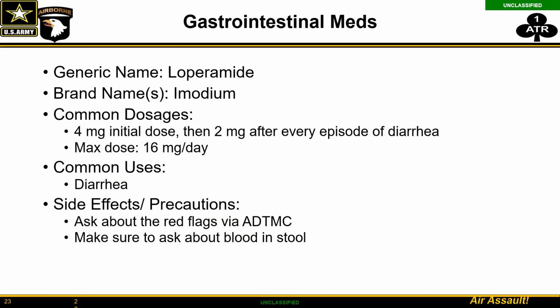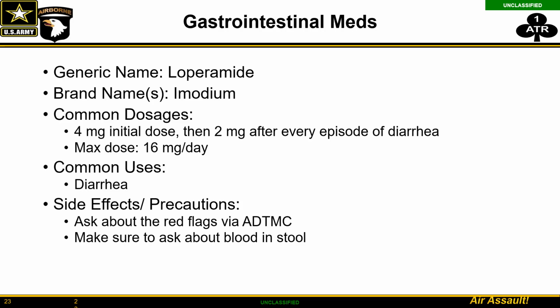The first one that we'll talk about is loperamide. This is really the only available medication that we have for diarrhea specifically. Also known as Imodium, someone could just buy this at the store themselves. It's important to understand the dose of this one. First they're going to take 2 pills, because each of those pills is 2 milligrams, so the initial dose is 4 milligrams. They're going to take 2 immediately. And then after every episode of diarrhea, they're going to take 1 pill or 2 milligrams. They don't want to take more than 8 pills in one day, and so that's 16 milligrams.